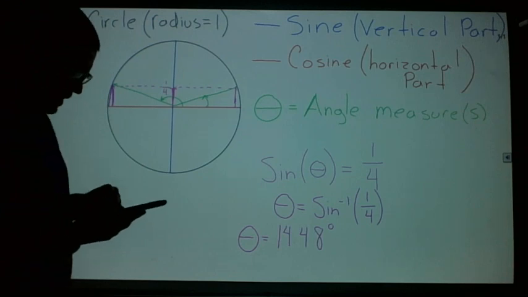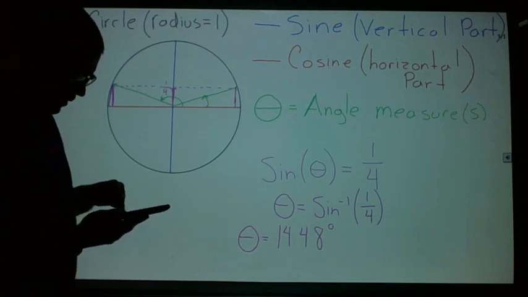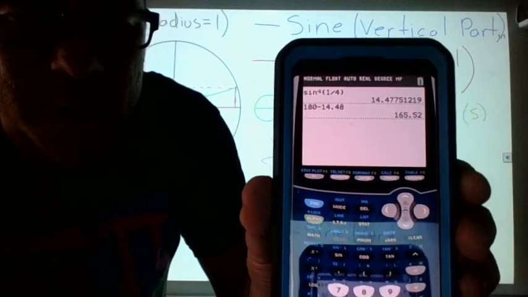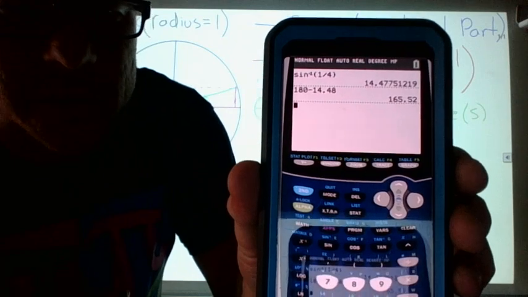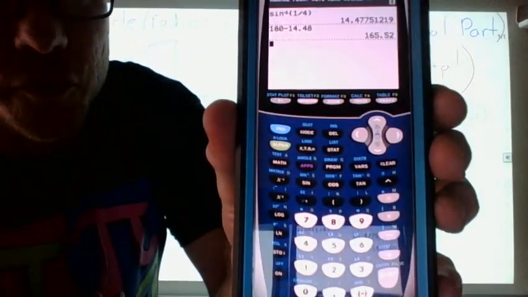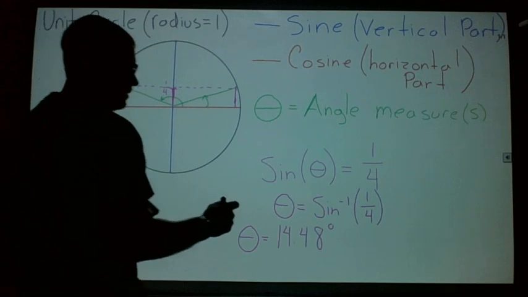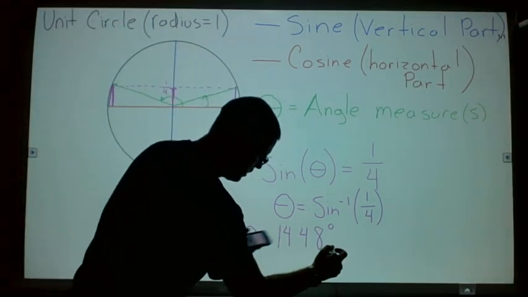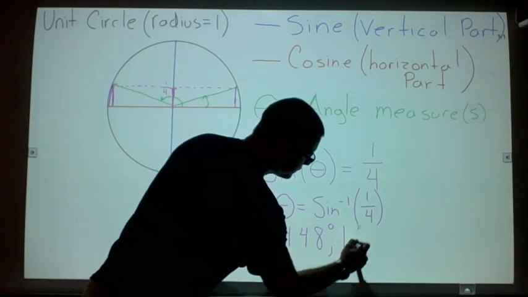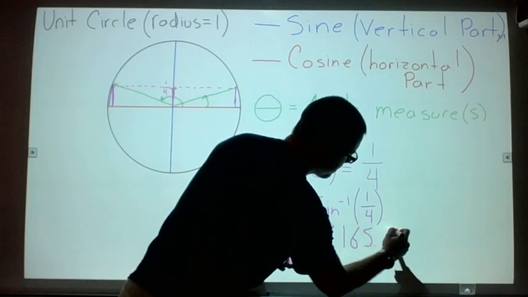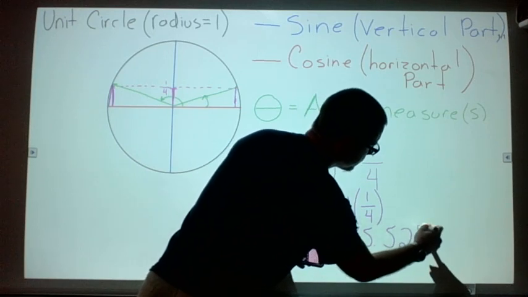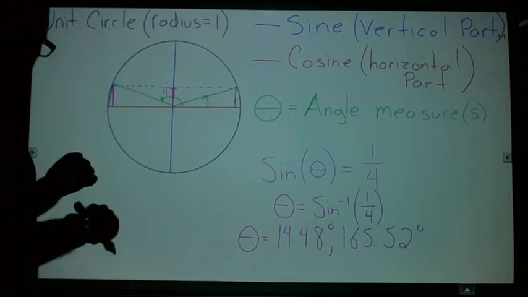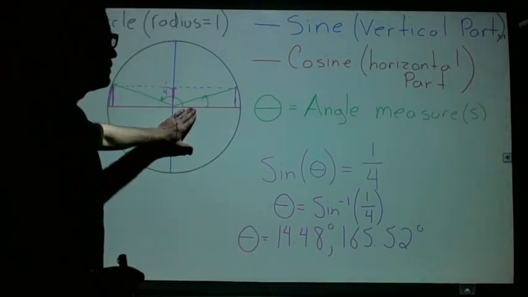I go 180 degrees minus 14.48. And I get that the value of that other angle is 165.52 degrees. So I write that. Theta is equal to 14.48 degrees or 165.52. Those are my solutions on the unit circle.